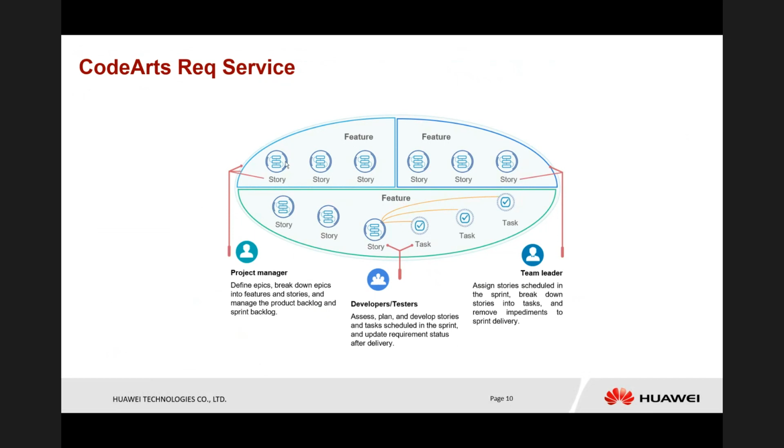Yeah, this might be clearer to you, where a project manager can define the epics, break down epics into features and story, which is all the tasks and requirements. Okay, and then when developers come in, they can see all the tasks and the plans assigned to them. Okay, and then team leaders can assign all the stories to the developers, assign the tasks to them. Okay, so this CodeArts requirement, you can set up multiple roles.